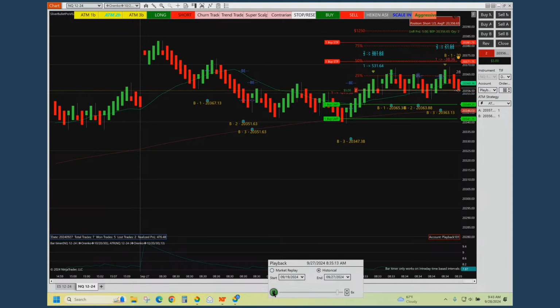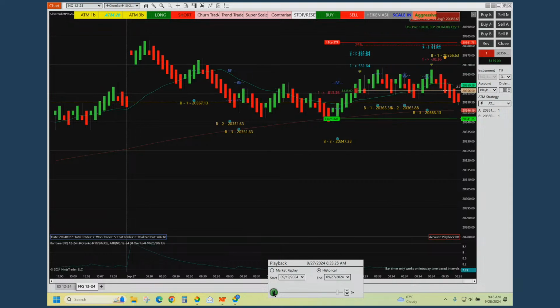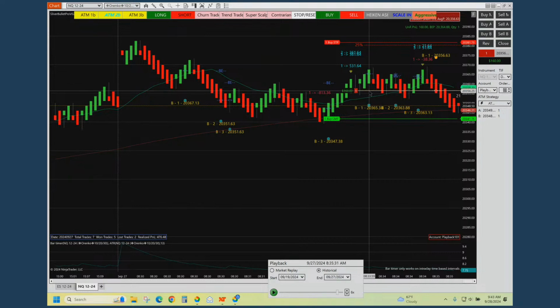Order filled. Target filled. So this was a short trade. This time it took a short trade. So remember, we have both long and short on. So it will take trades in both directions. So in our training, we discourage this kind of trading.